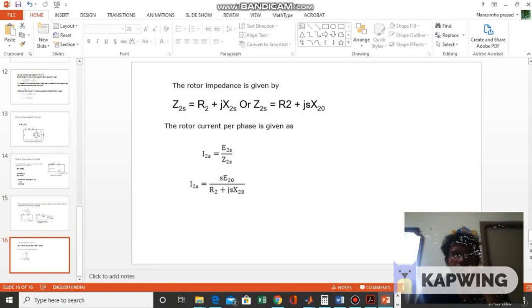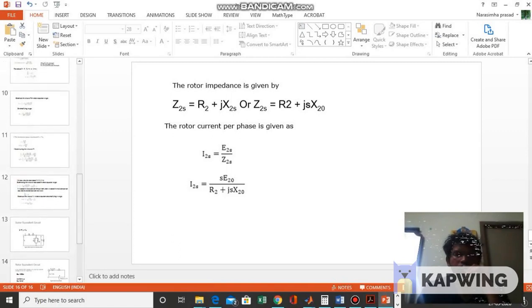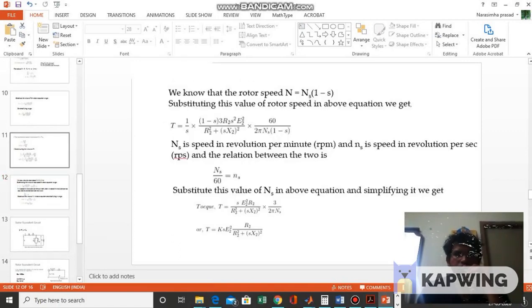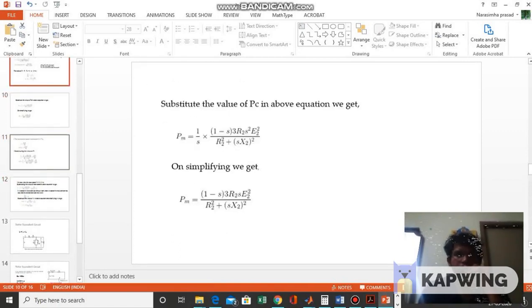Here this is the stator resistance and stator reactance, rotor resistance and reactance. I2s is the starting current and I2s in the next one is the running current. S E2 by R2 plus jX2 naught is the running current. Now after looking at all this, see this one.